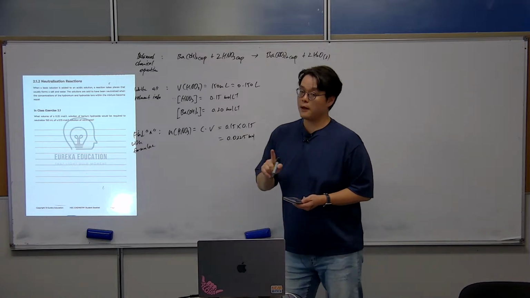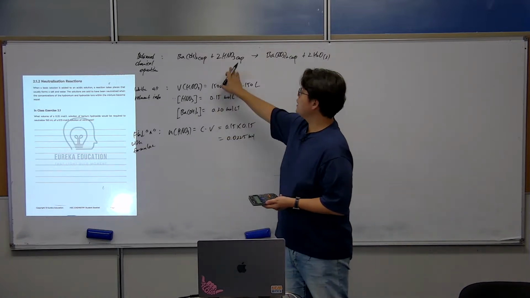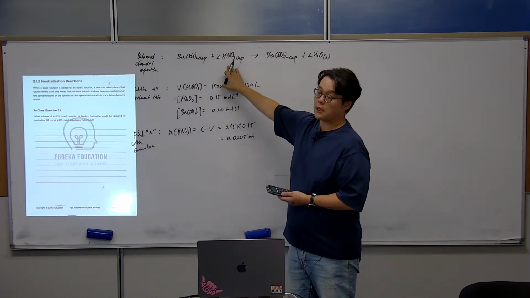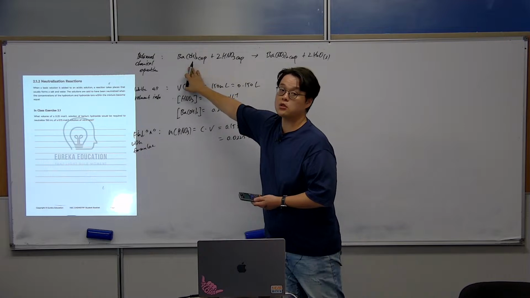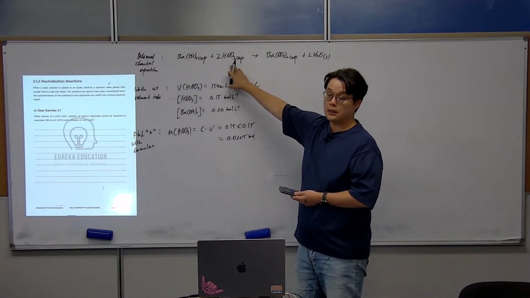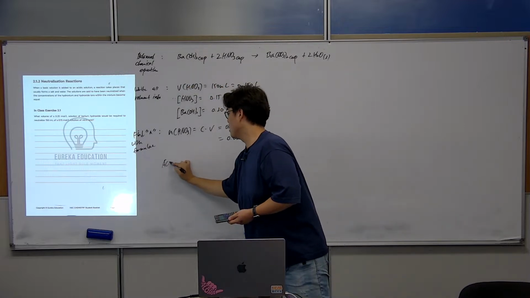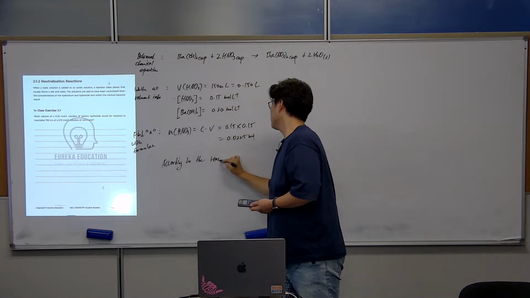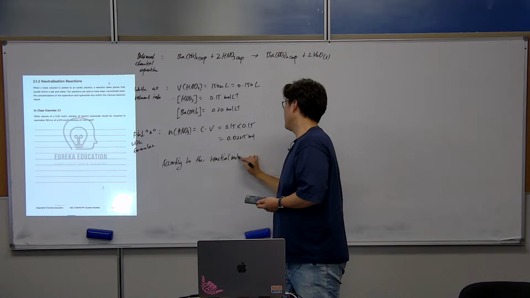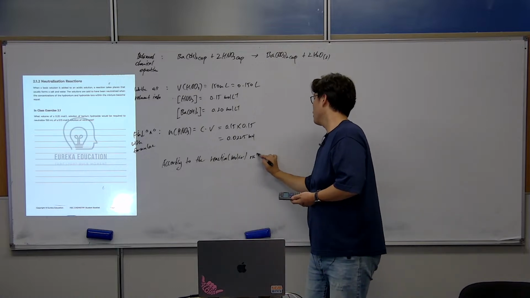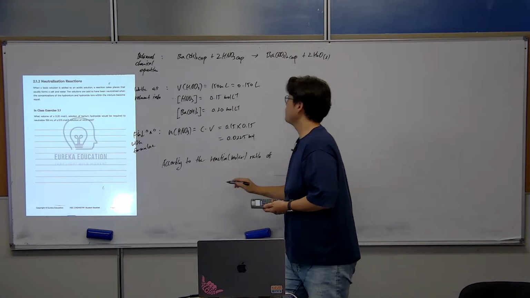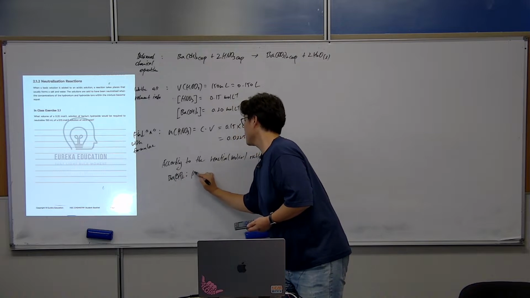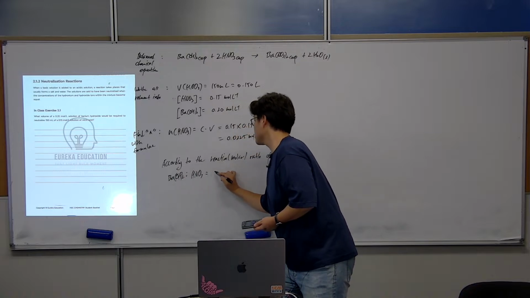Then you have to think about the reaction ratio between the nitric acid and the barium hydroxide, which is 1 to 2. This means that for 1 barium hydroxide, we need 2 nitric acid. So according to the reaction, the molar ratio of barium hydroxide to nitric acid is 1 to 2.